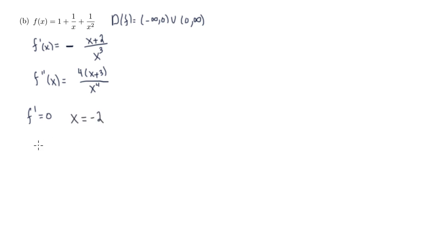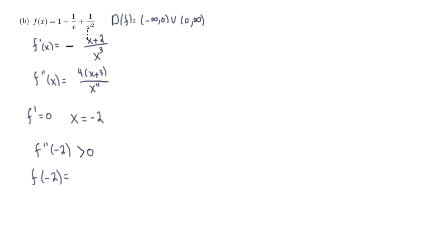Okay, so let's second derivative test this. What's f double prime of negative 2? Well, 4 times negative 2 plus 1, negative 2 to the fourth is positive. Looks like we have a positive over a positive. So this is going to be positive.